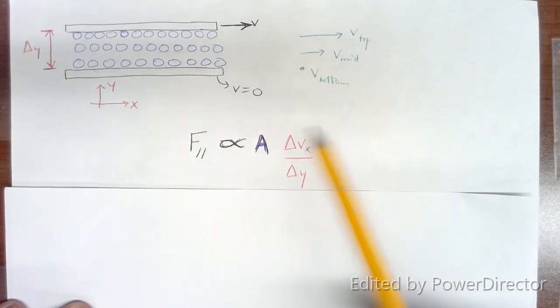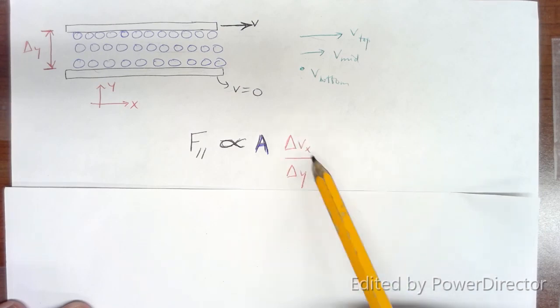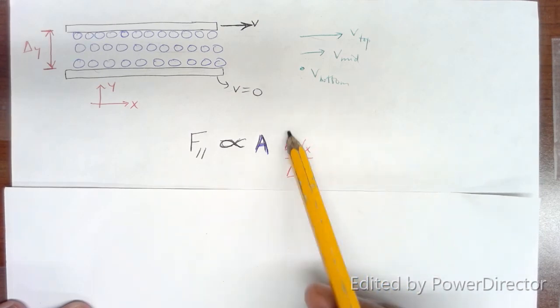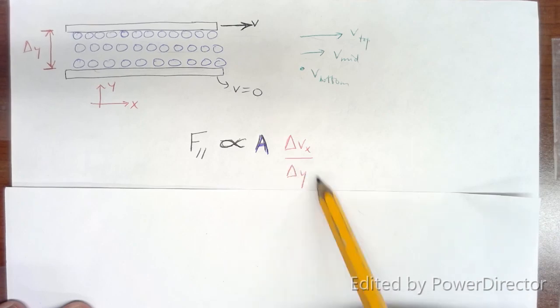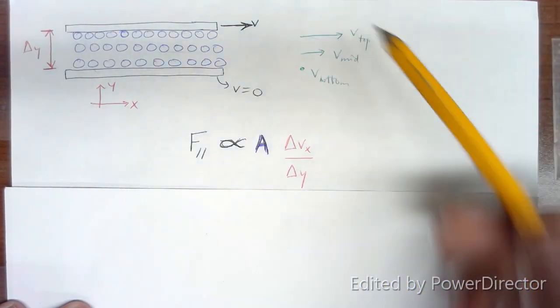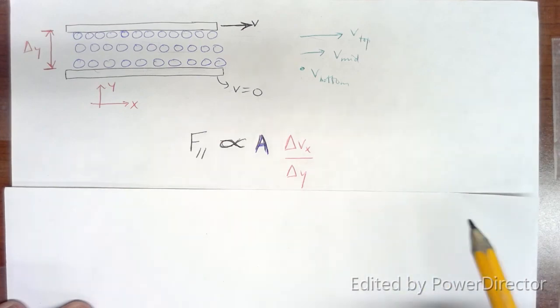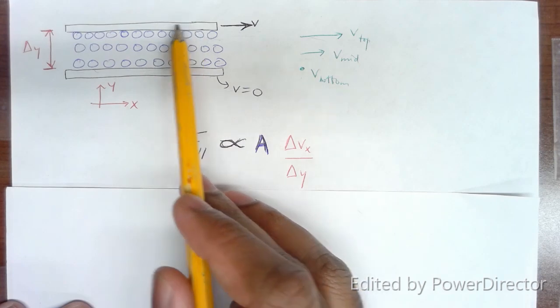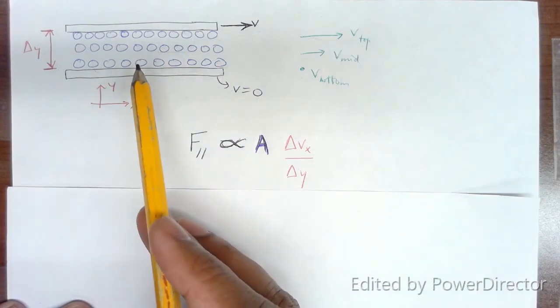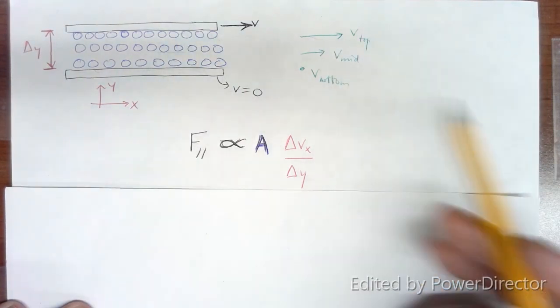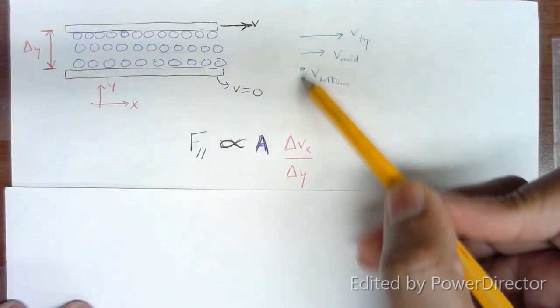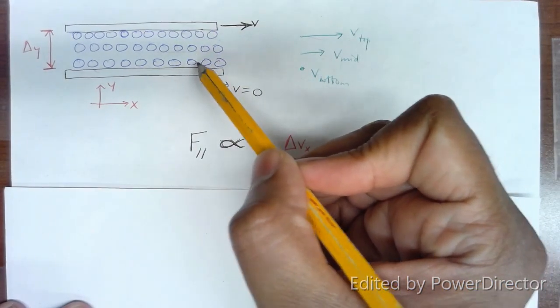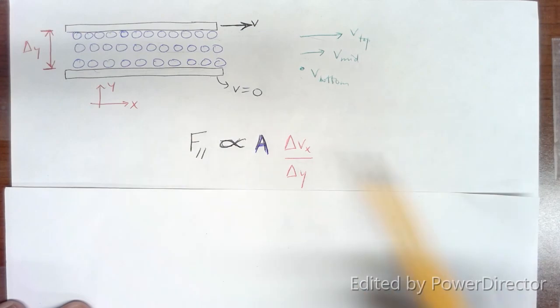And we expect that this force is also proportional to the velocity gradient. So how much does the velocity in the x direction change as you move in the y direction? How steep is this gradient? How steep is this change? That will be proportional to the force. If you want this plate to be moving very fast, then you will need a larger force. And the steeper this gradient, the more quickly velocities change from one layer to another, again, the greater the force required.